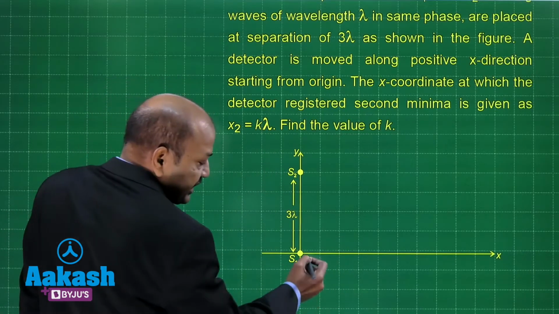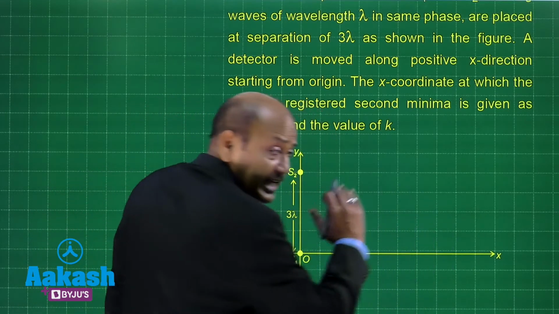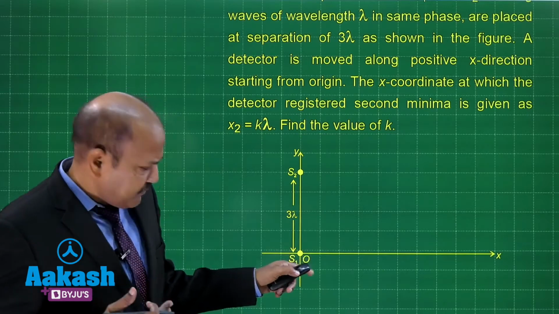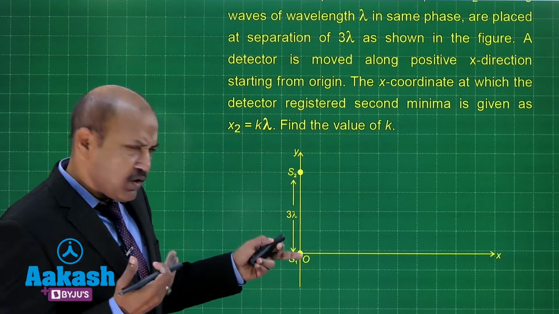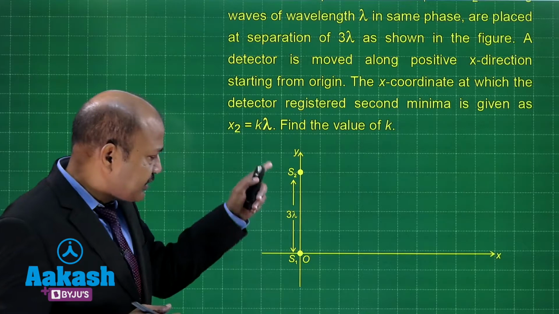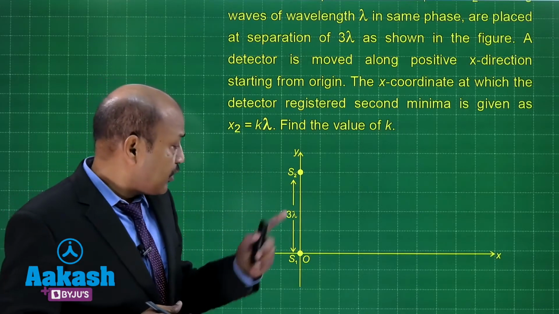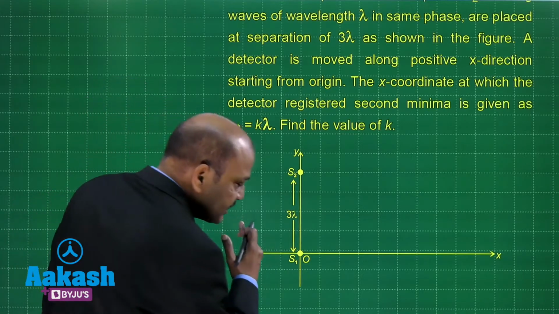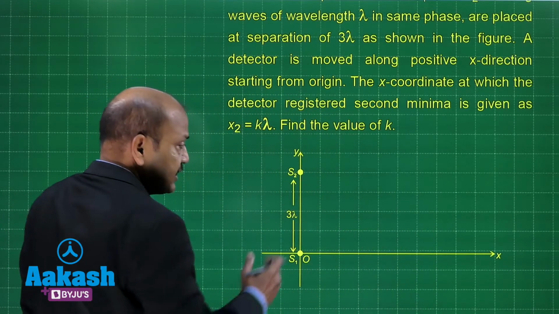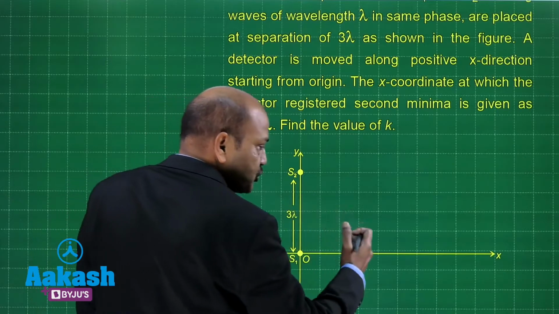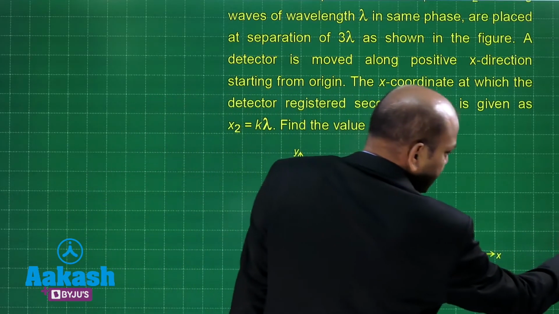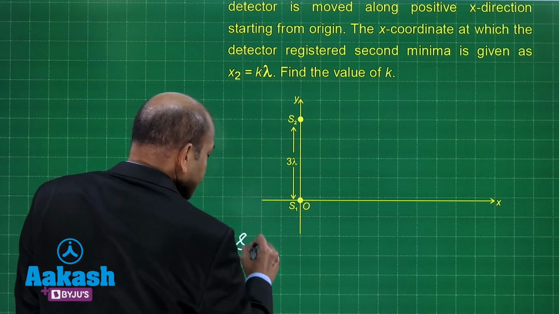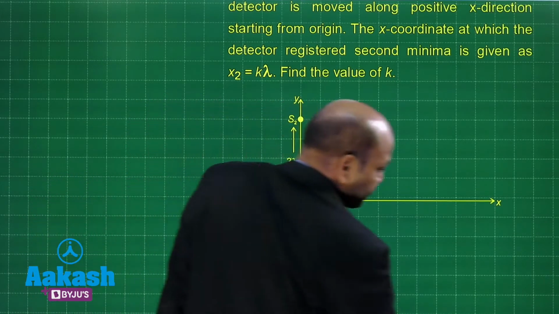Well, so the detector is starting from the origin and it is moving along the x axis. At point O itself, we can take that the path difference of waves coming from S2 and S1 is 3 lambda. And as the detector is moving along the x axis, that path difference is going to decrease continuously. So, with that, let us start our solution.